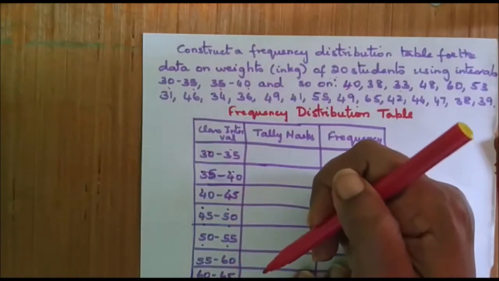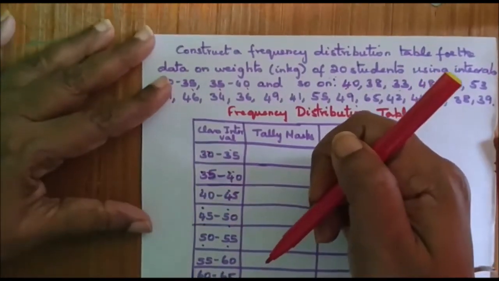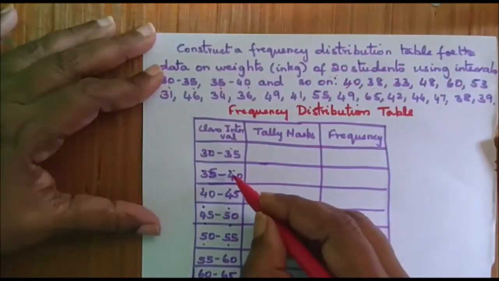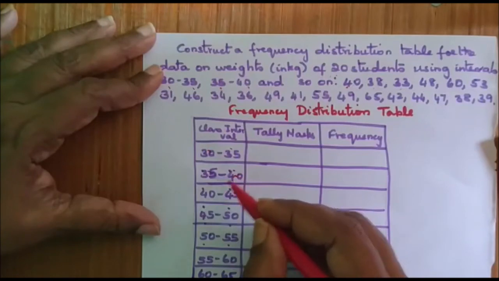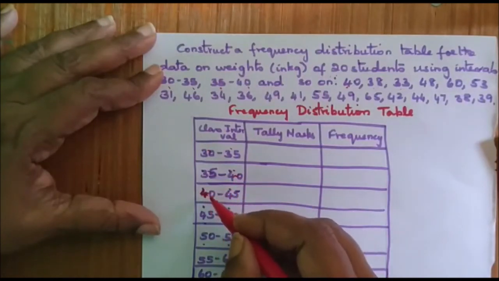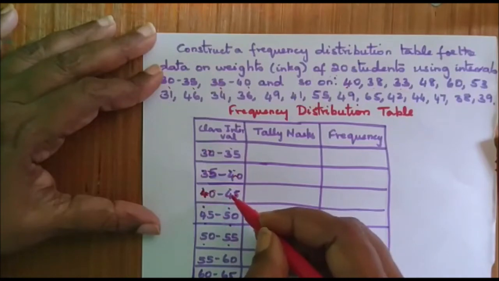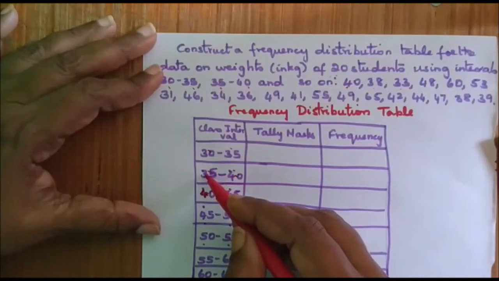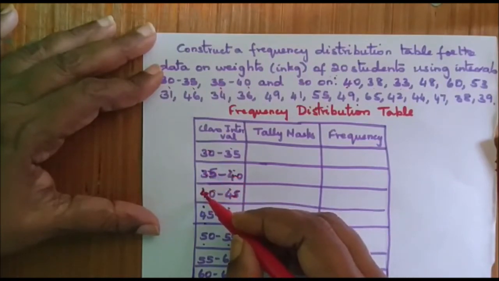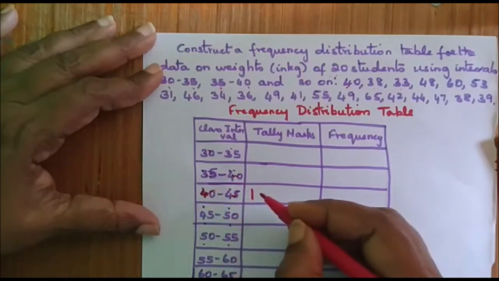Now let us mark the weights using the tally marks. The first one is 40. Now you will see that 40 appears in this class as well as in this class interval. But wherever the 40 comes as the lower class limit, that is here it comes as a lower class limit, 45 is the upper class limit. Here 35 is the lower and 40 is the upper. So wherever 40 comes as the lower class limit, I will mark it as 1.